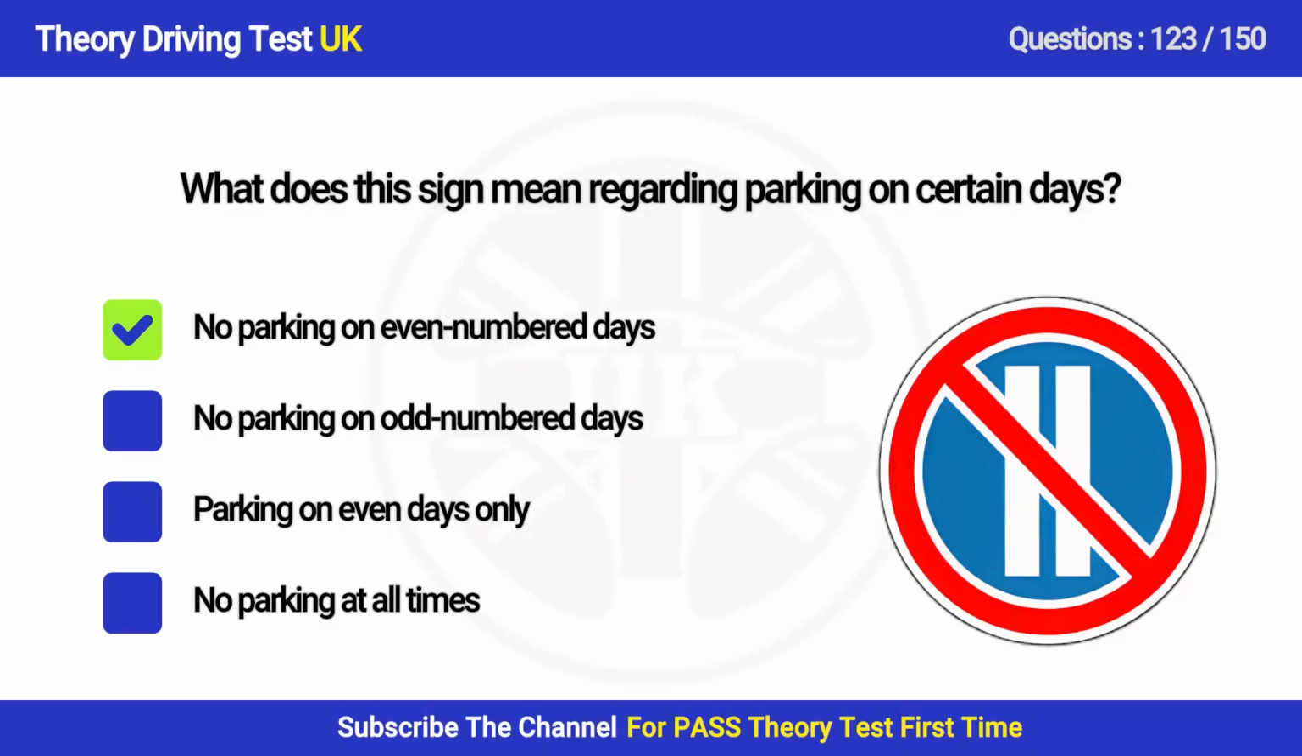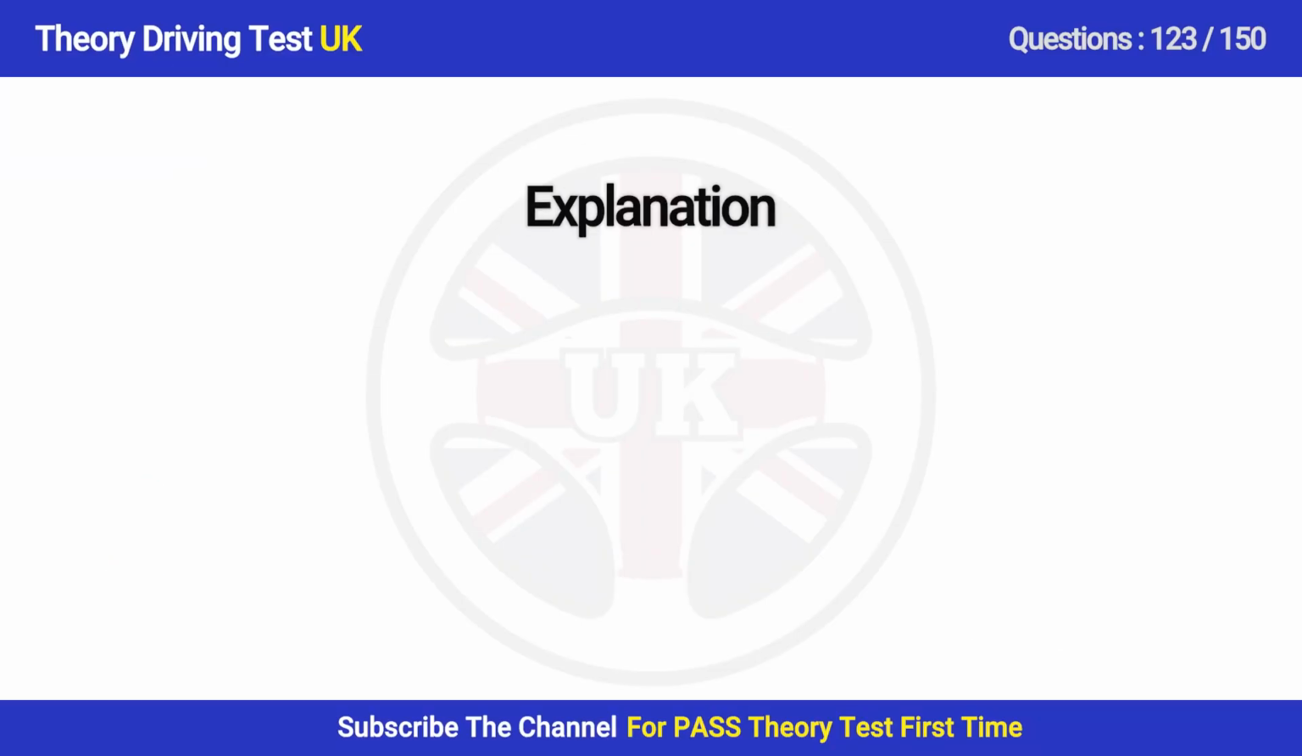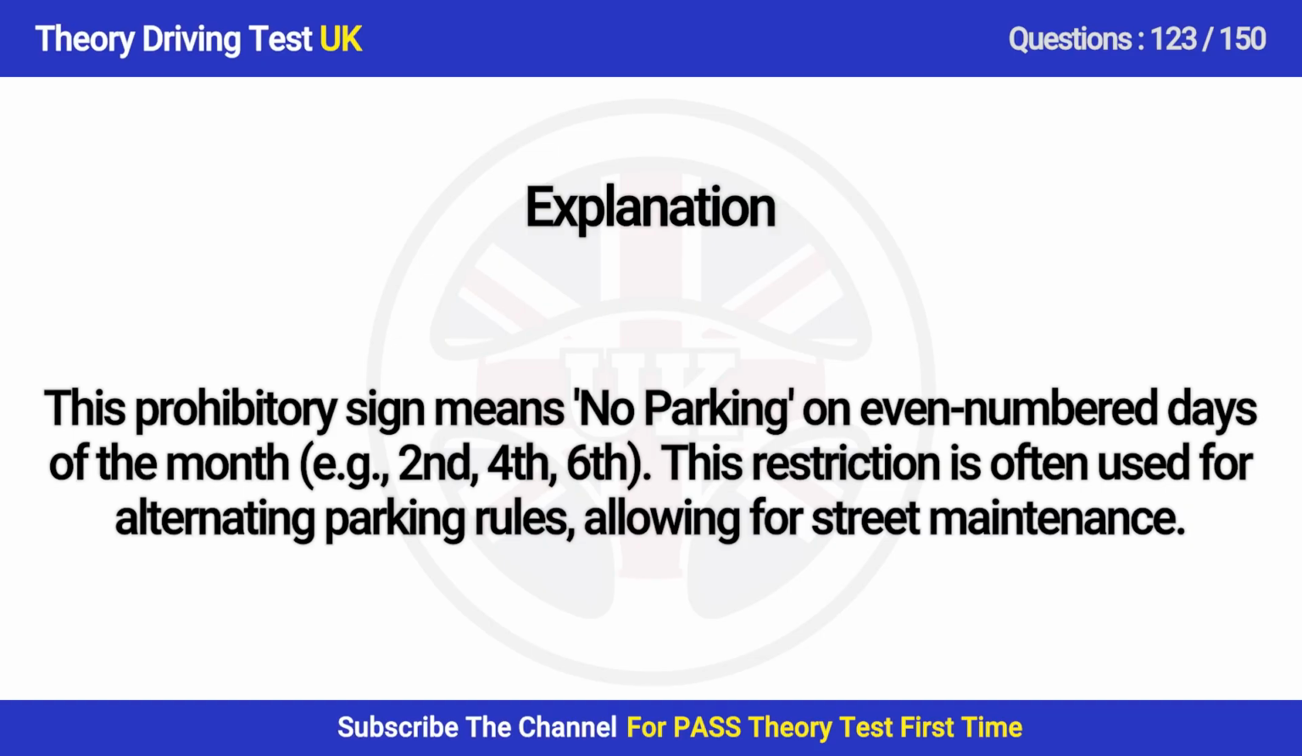Answer is A. No parking on days. This prohibitory sign means no parking on days of the month, e.g. 1 to 7. This restriction is often used for alternating parking rules, allowing for street maintenance.